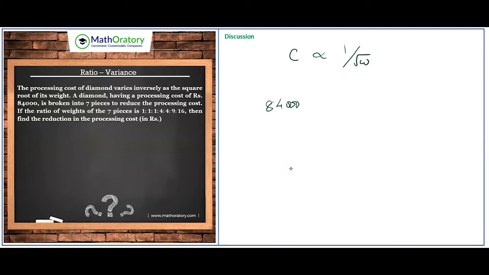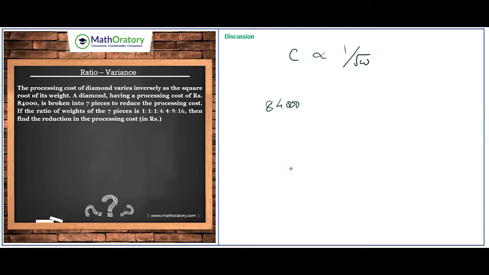So what we can do is, instead of taking variables here, we can just consider these are the actual weights. So we can consider the pieces as having weights of whatever unit, 1 gram, 1 gram, 1 gram, something like that. If you add these numbers, 1, 1, 1, 4, 4, 9, 16, you get a total of 36, right?